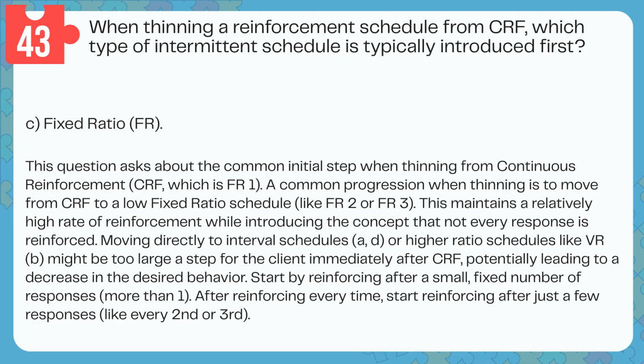Moving directly to interval schedules, D, or higher ratio schedules like VR, B, might be too large a step for the client immediately after CRF, potentially leading to a decrease in the desired behavior. Start by reinforcing after a small, fixed number of responses, more than one. After reinforcing every time, start reinforcing after just a few responses, like every second or third.